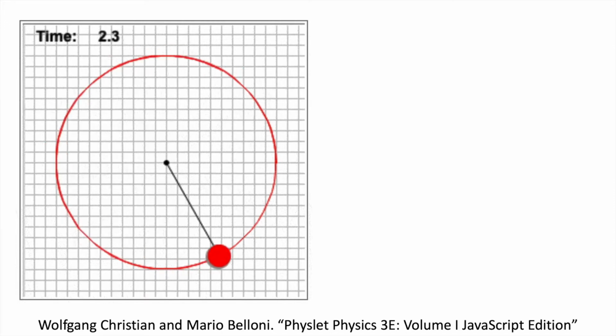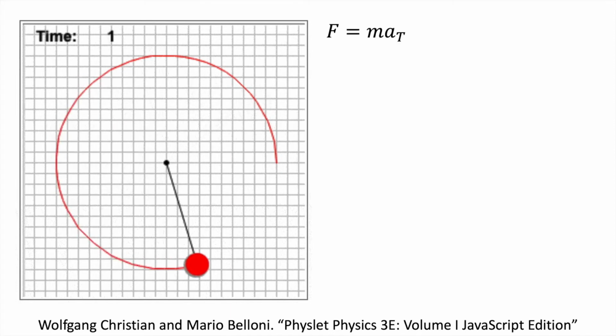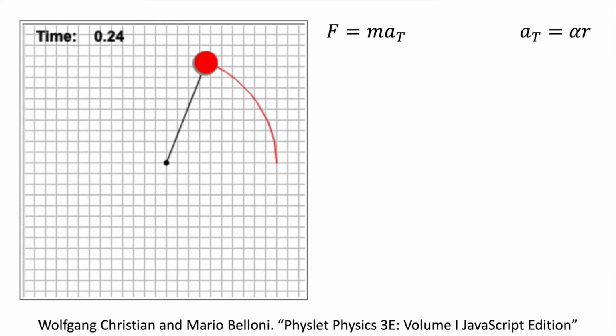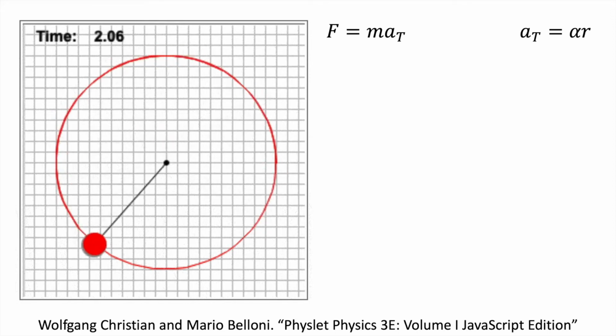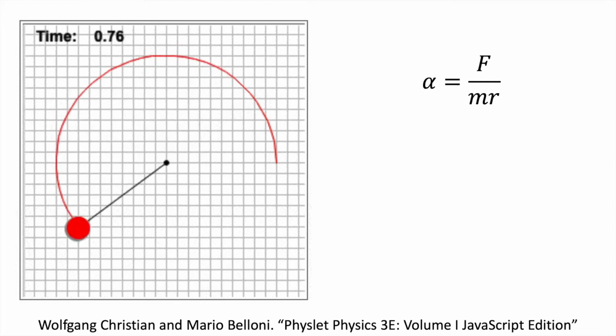If the mass is changing speed, there will be tangential acceleration, which is related to the force applied on the mass following Newton's second law. We know that the tangential acceleration is equal to the angular acceleration of the mass times the radius, which is the rod's length in this case. Using this, we can find an equation for the angular acceleration of the mass.